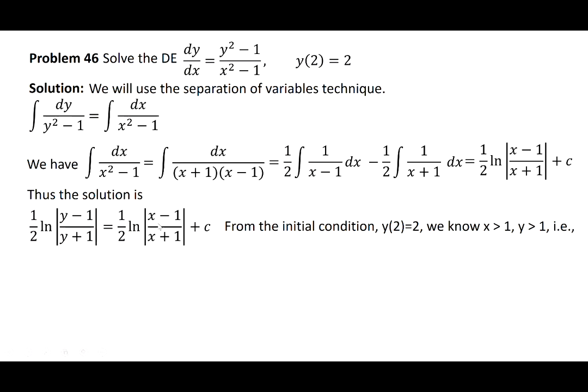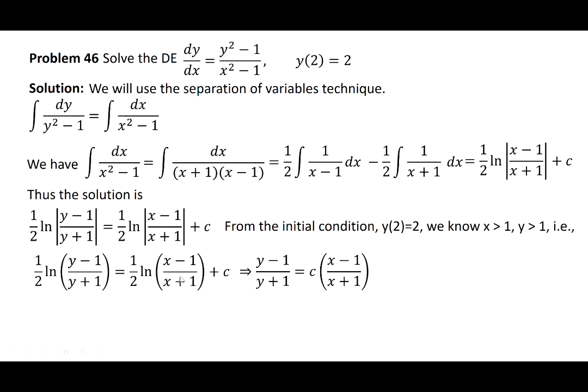Let me repeat that. Would you agree that x minus 1 over x plus 1 is guaranteed to be positive when x is greater than 1? Similarly, would y minus 1 over y plus 1 be positive when y is greater than 1? Okay, with that piece of information, we can remove the absolute value signs around those and then write like this. And now we'll apply the condition.